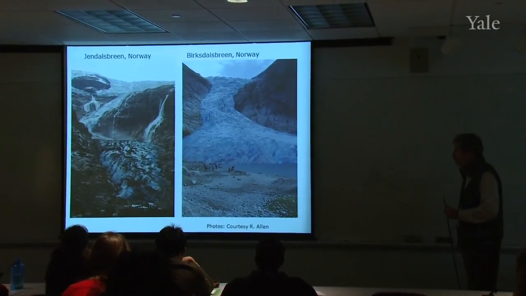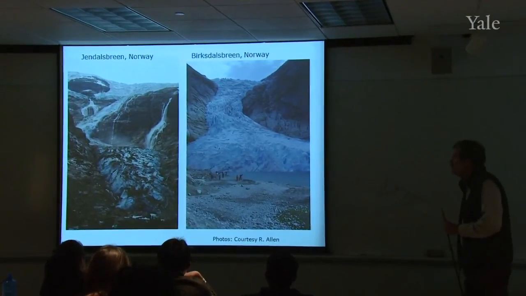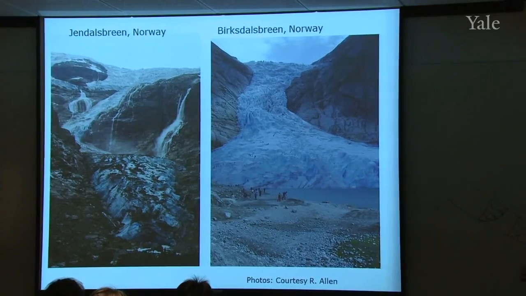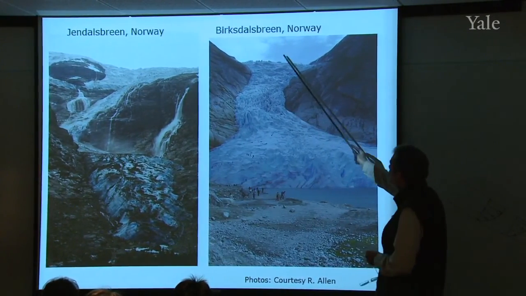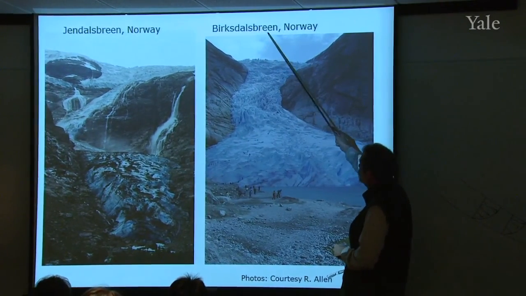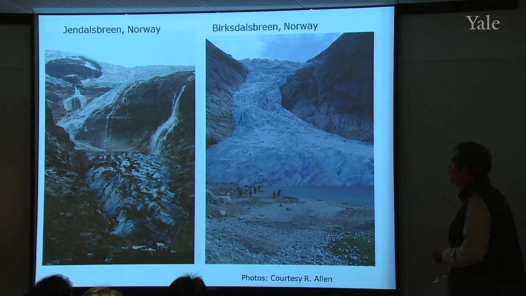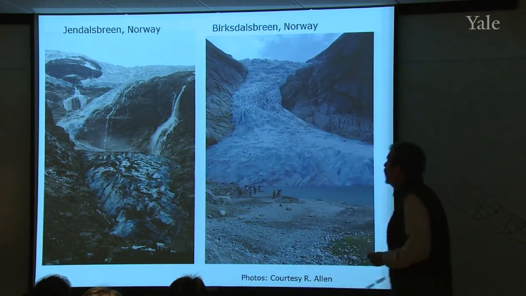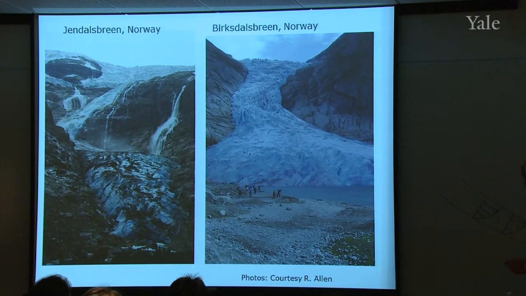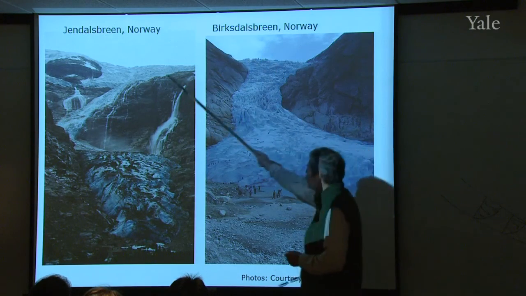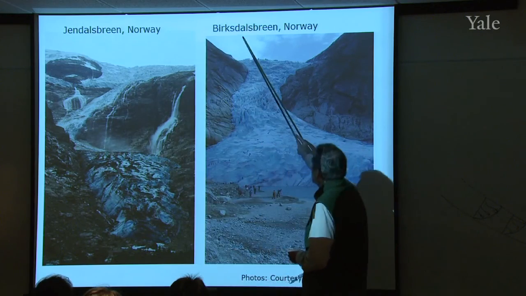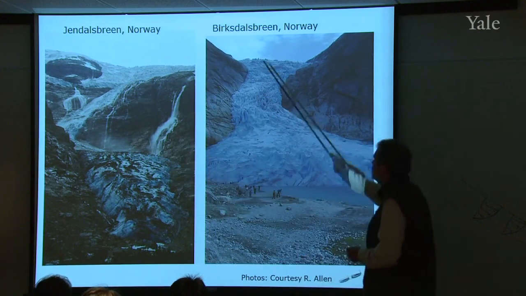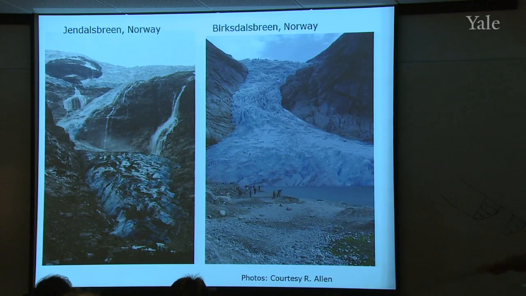Here's a couple of glaciers from Norway. The word Bre simply means ice or glacier, and so all the glaciers in Norway end with the suffix Bre, but there's the one in Berksdal and there's the one in Jen, and of course dal means valley in Norwegian, so Jensdal's Glacier and Berksdal's Valley Glacier, they're all named like that.